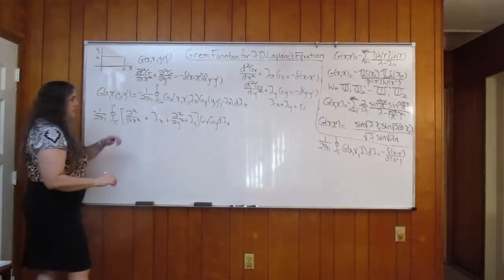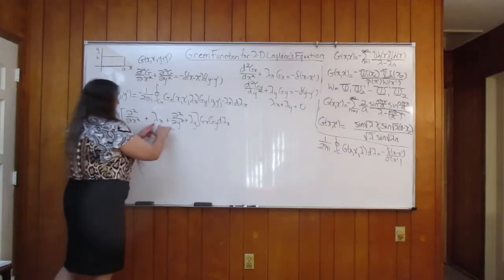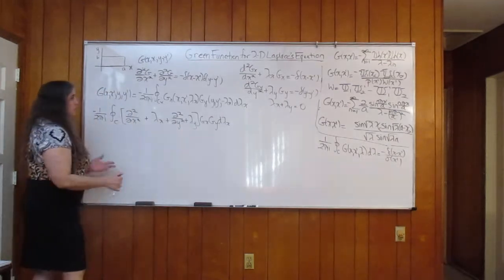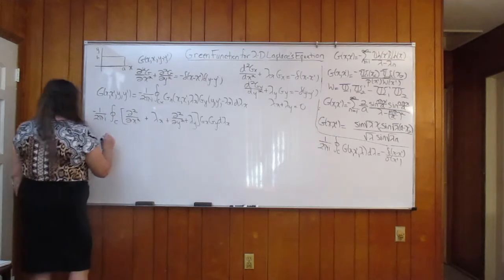And for brevity, I'm going to leave off the arguments. Also notice I added lambda x plus lambda y in there, which is fine because those sum up to be equal to 0.